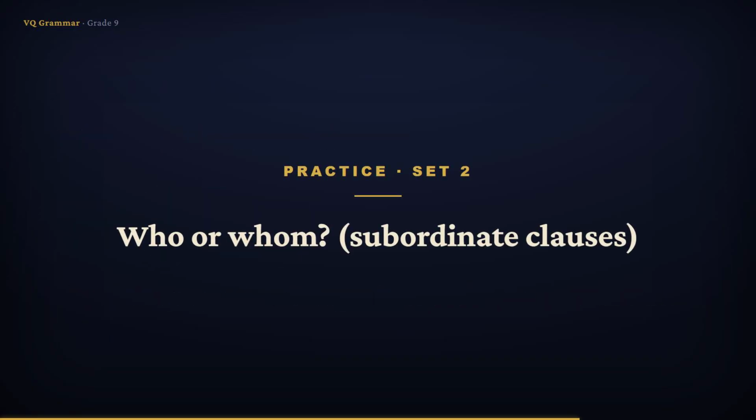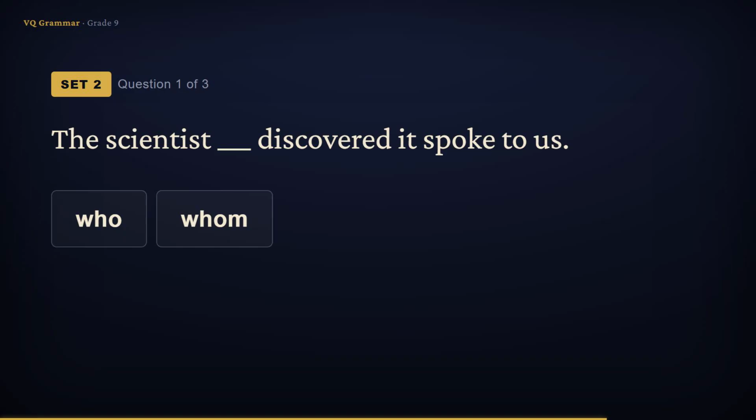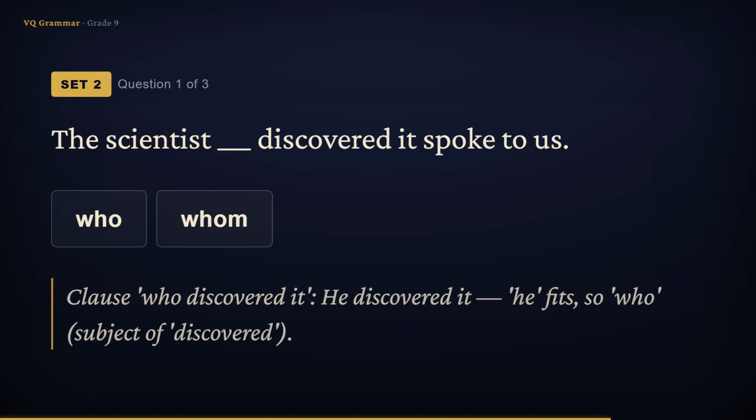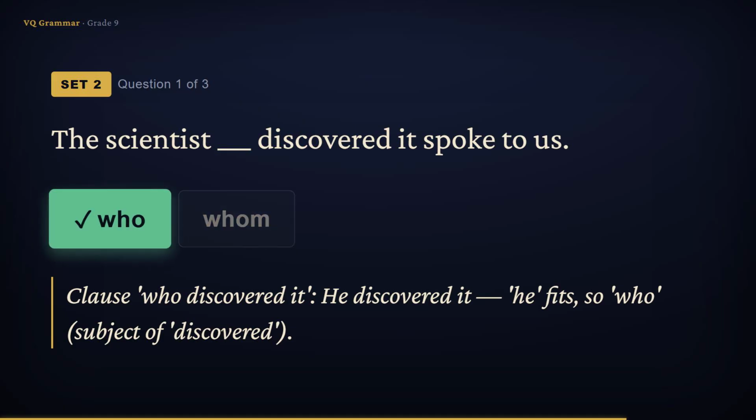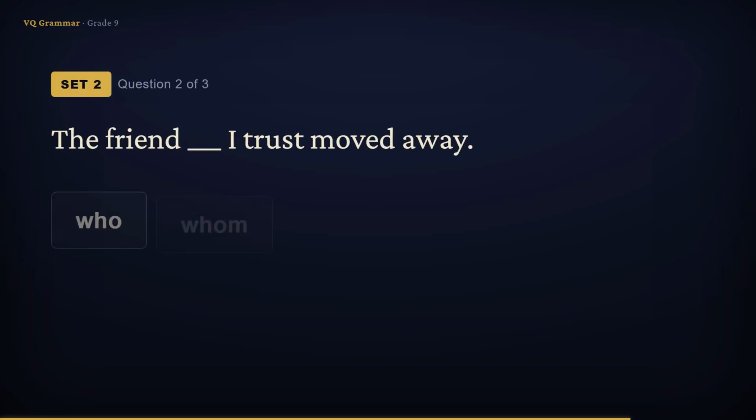Now for the trickier ones, subordinate clauses. Each sentence has a describing clause using who or whom. Isolate just that clause, test inside it with he or him, and ignore the rest of the sentence. Pause and try each before I answer. The scientist blank discovered it spoke to us. Isolate the clause. Blank discovered it. Test inside it. He discovered it. He fits, so we want the subject word. The answer is who.